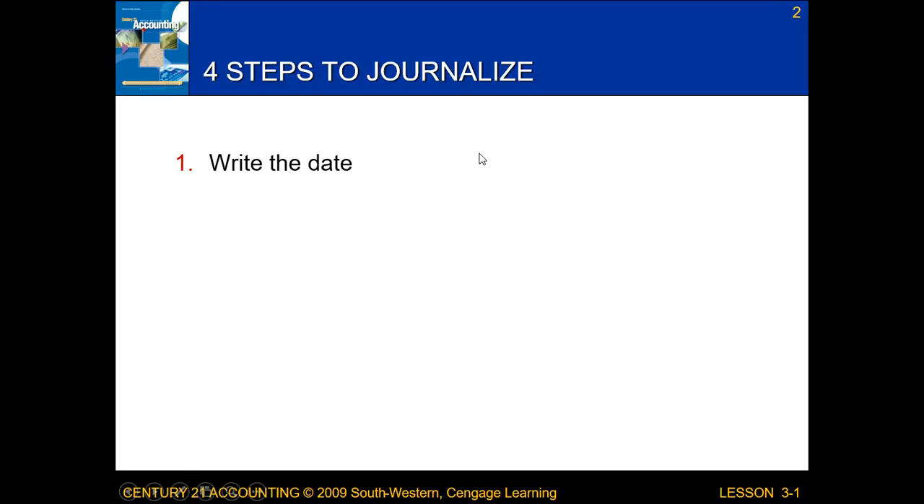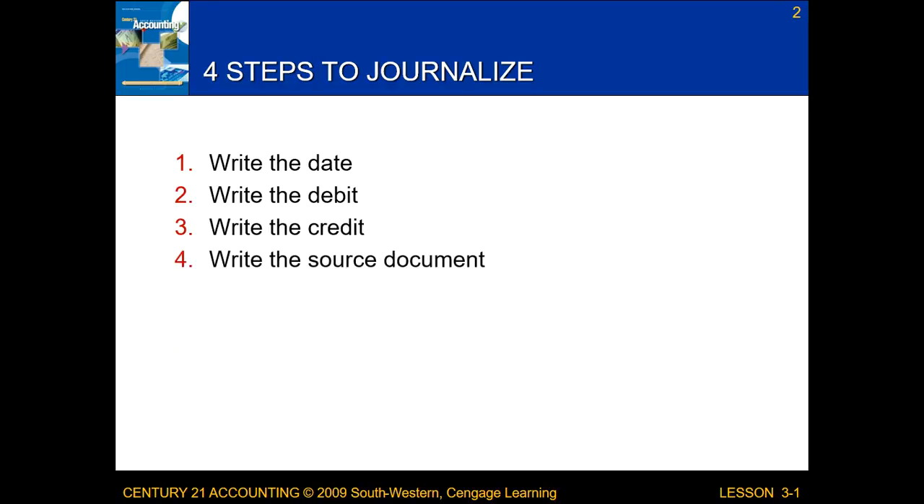So the first step is to write the date. The second step is to write the debit amount. The third step is to write the credit amount. The fourth step is to write the source document. And every source document has a unique number, so that will be included on our journal.